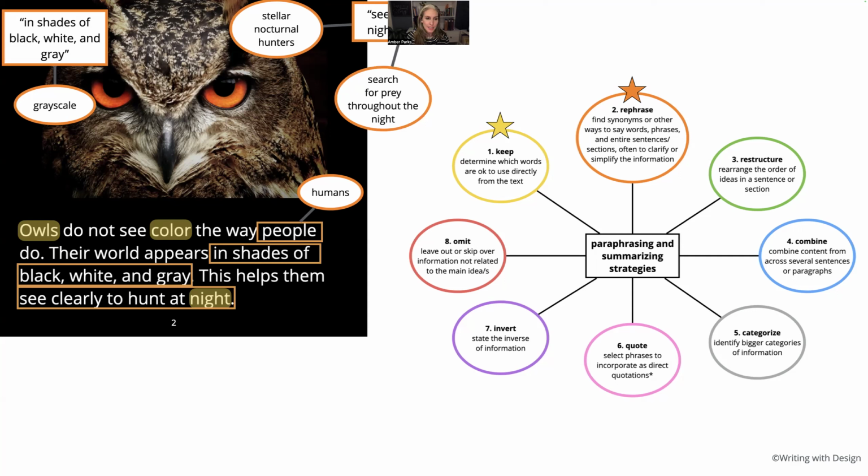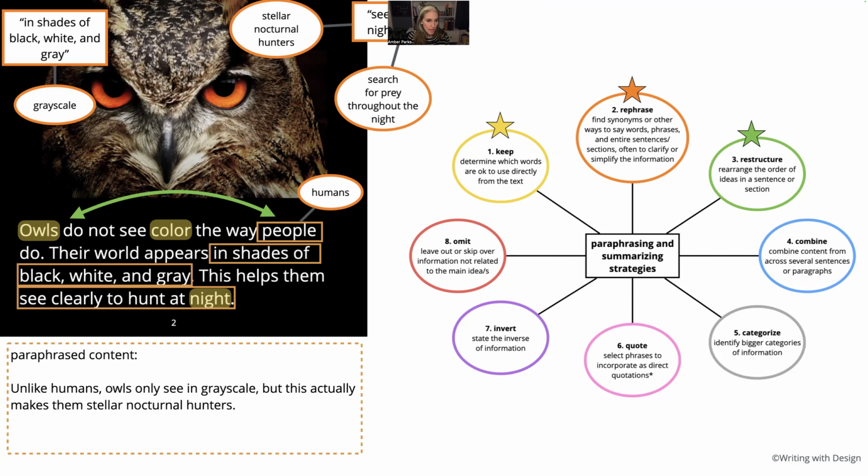Another way I could say they see clearly to hunt at night is that they search for prey throughout the night. Okay. All right, looking at strategy 3 to restructure. This one will be the last one on here. I want to kind of just rearrange where I actually talk about people instead of owls first, even though I'm writing about owls and how they see.